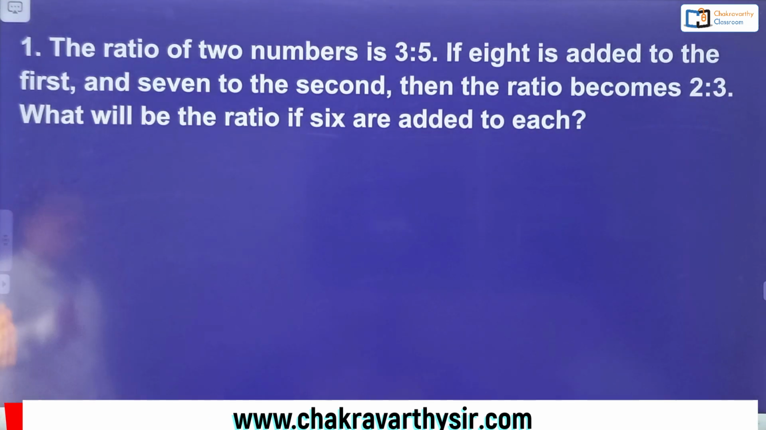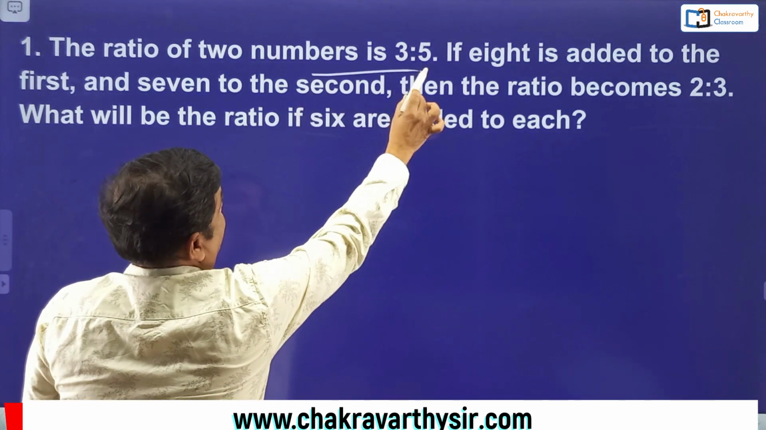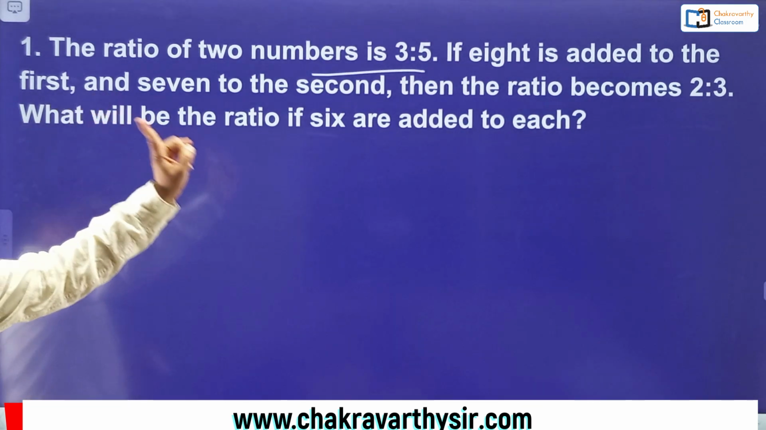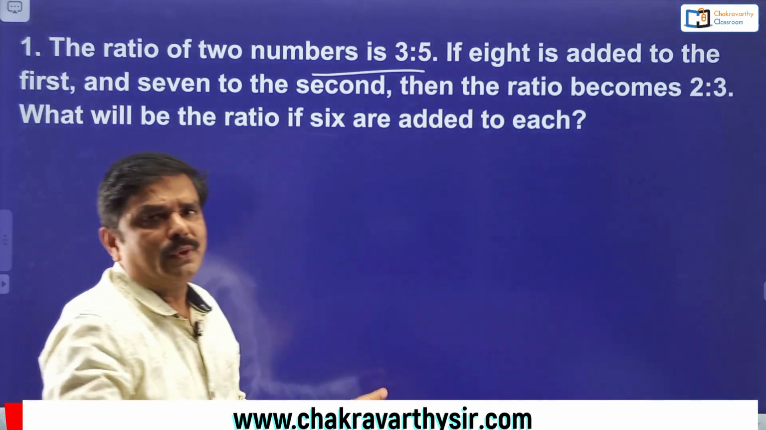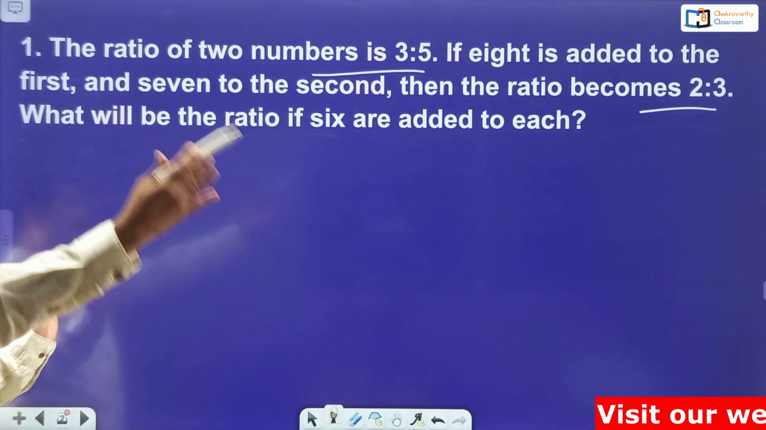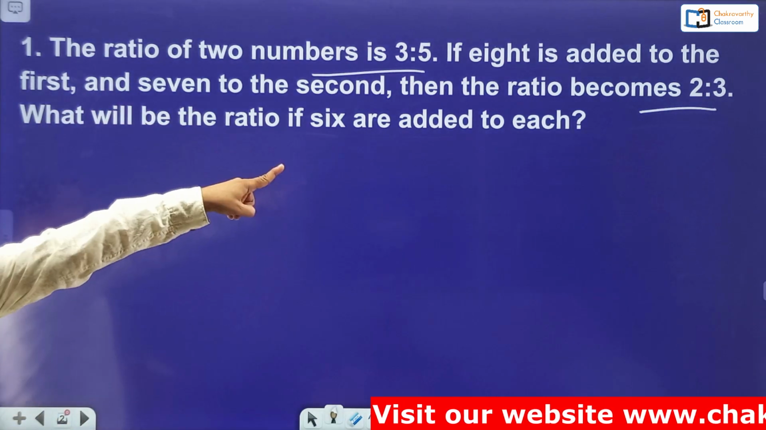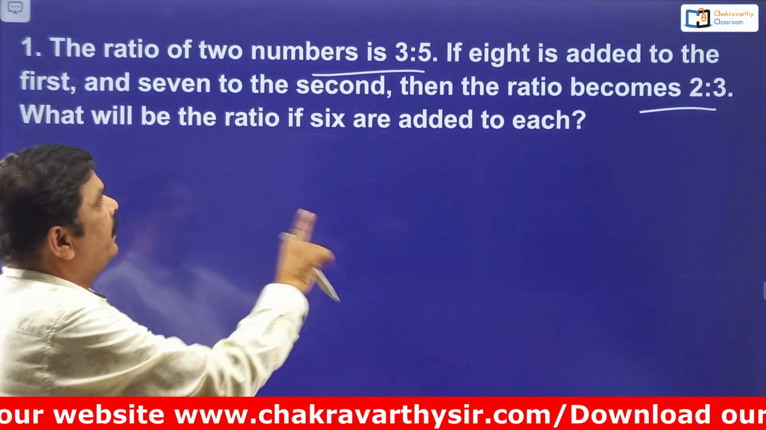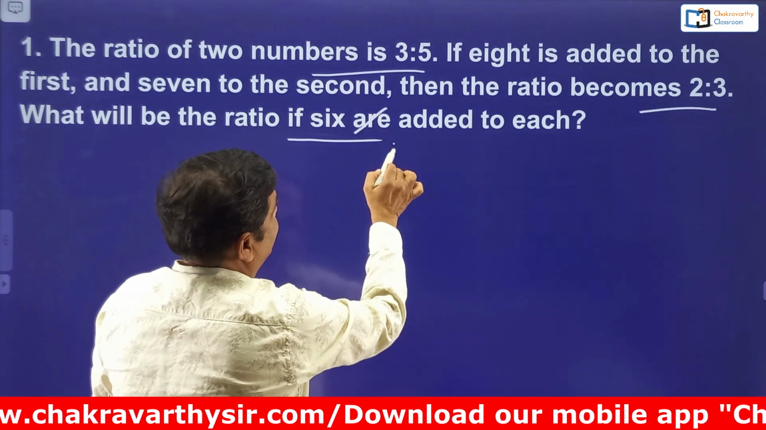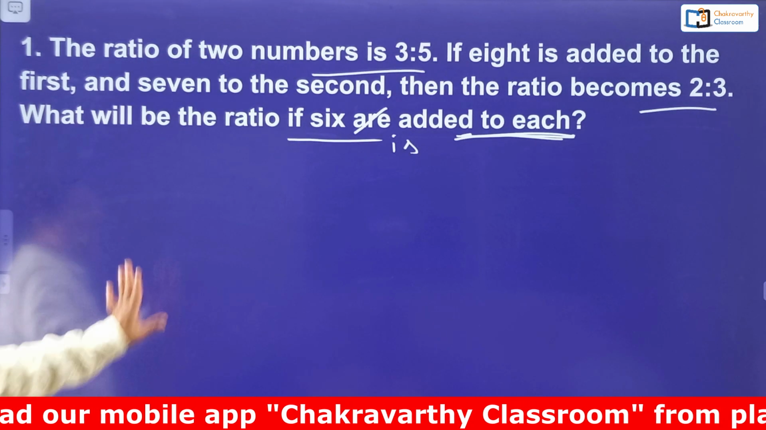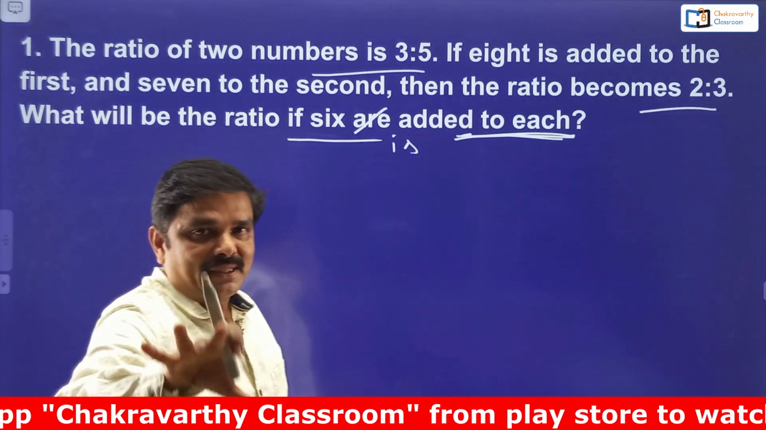First one, what they have given: the ratio of two numbers is 3:5. Simple ratio and proportion question. Ratio is 3:5. If 8 is added to the first and 7 is added to the second, then the ratio becomes 2:3. You know this one, like a number is added to the first term and another number is added to the second term, then the ratio becomes 2:3. If this is the case, what will be the new ratio if 6 is added to each term in the ratio? Simple one.